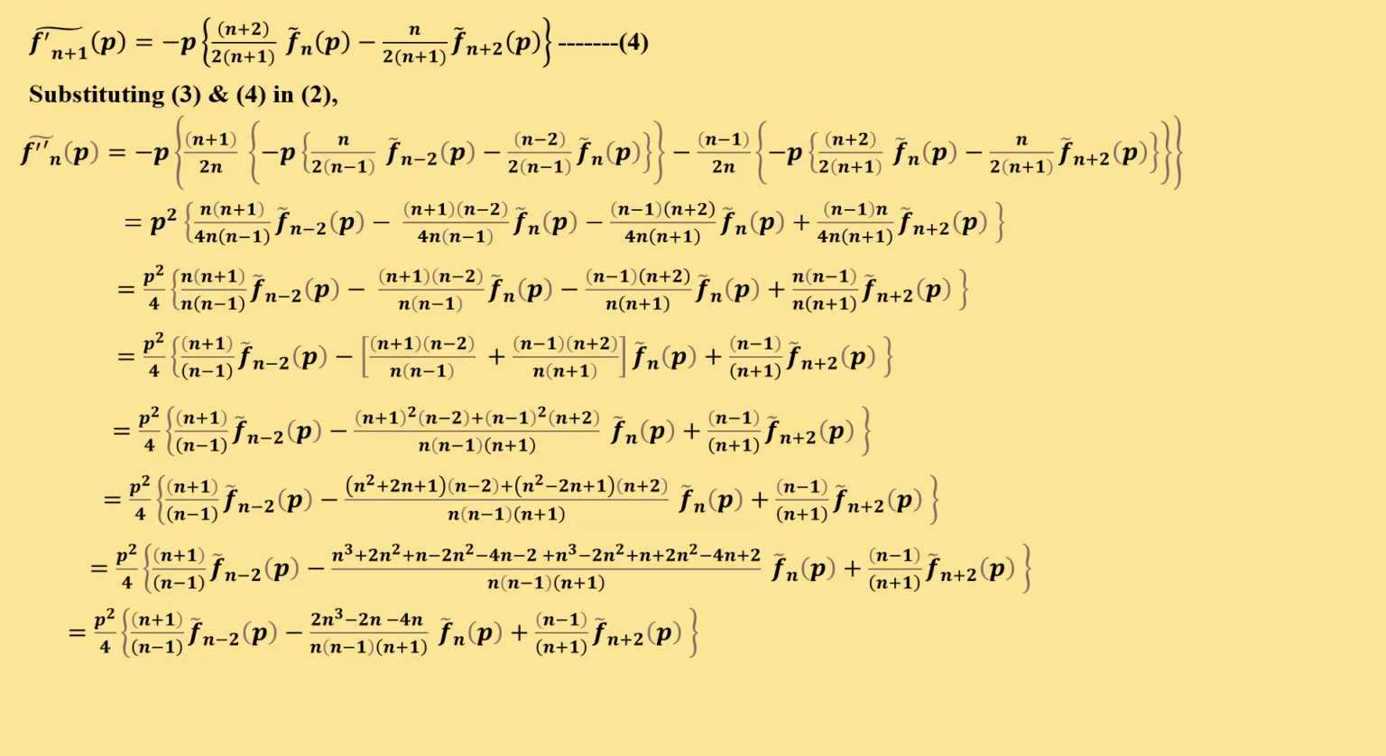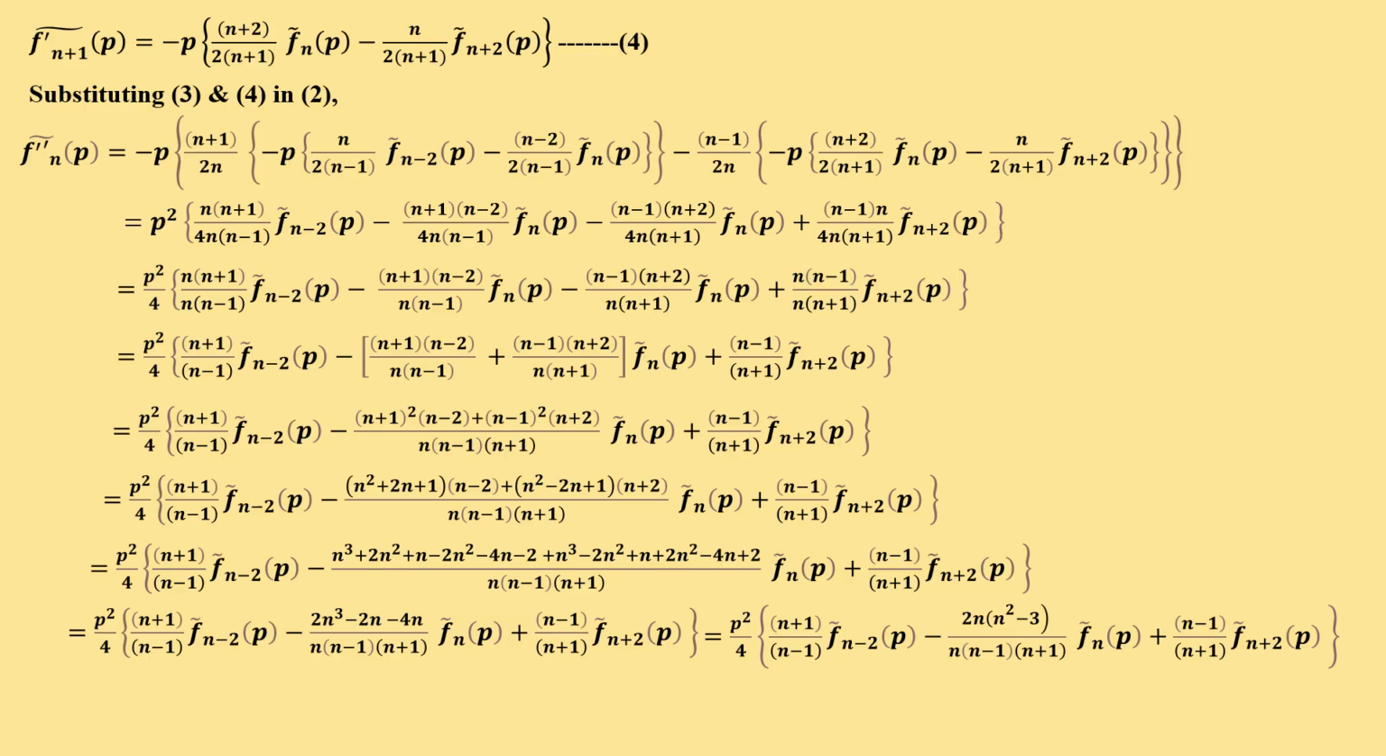plus 1), fn bar of p, plus (n minus 1) by (n plus 1), fn plus 2 bar of p. So minus 2n minus 4n you can write minus 6n. So we are taking 2n outside from that term, which is equal to p square by 4, (n plus 1) by (n minus 1), fn minus 2 bar of p, minus, we are taking 2n outside, so n square minus 3, right? n divided by n into (n minus 1) into (n plus 1), fn bar of p, plus (n minus 1) by (n plus 1), fn plus 2 bar of p.